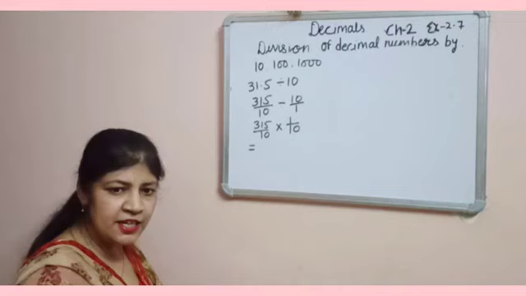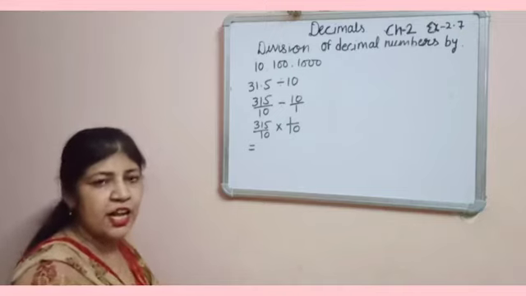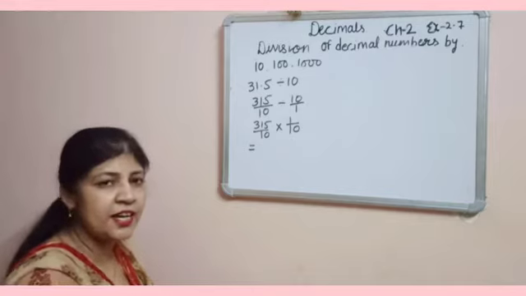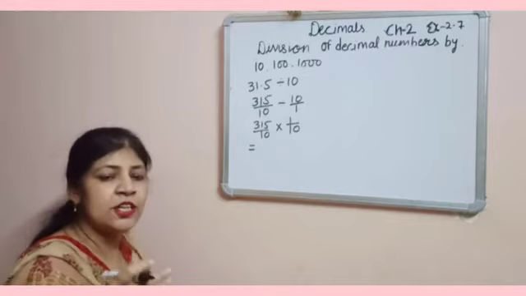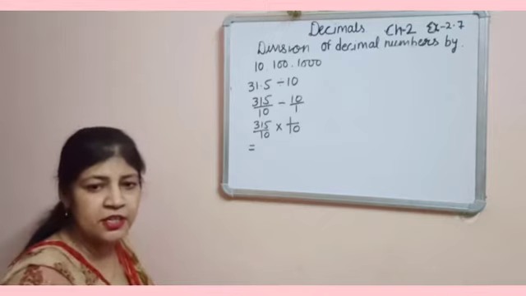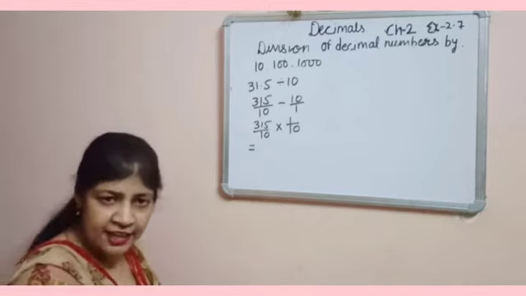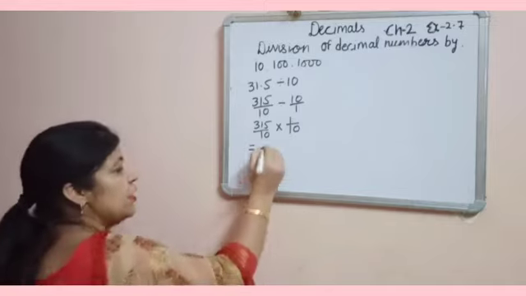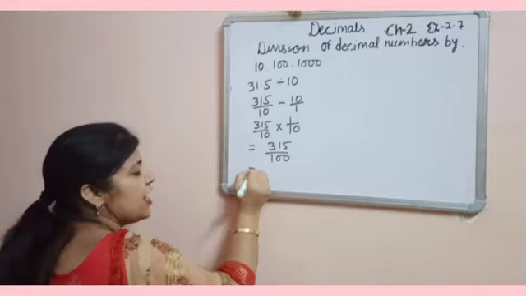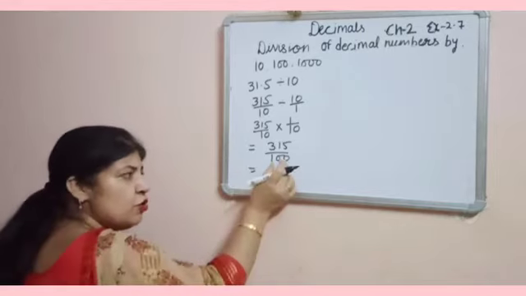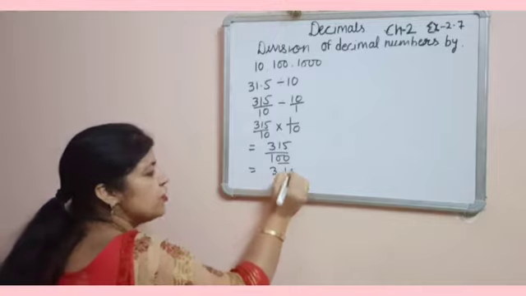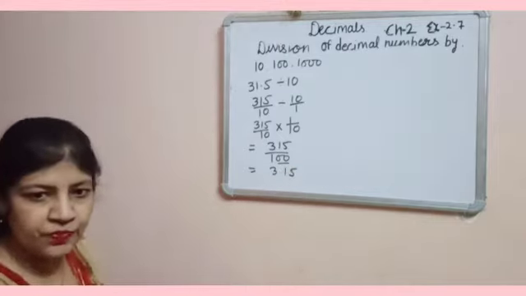But if you cancel it, it will change into fraction and you have to again convert into decimal and it will take time. When there are zeros like 10, 100, 1000 in denominator, you can directly write the decimal. So it will be 315 by 100 and the decimal will be after 2 digits because there are 2 zeros. 3.15.